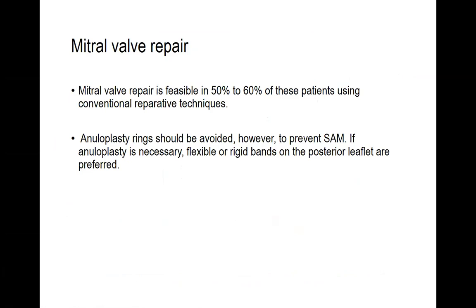Mitral valve repair is feasible in 50-60% of these patients using conventional reparative techniques. Annuloplasty ring should be avoided. Why do we avoid the rings? Because rings can decrease the anteroposterior diameter and can push the anterior leaflet anteriorly, and this will actually cause SAM. But to prevent this, you use either a flexible or rigid band only on the posterior leaflet, like C-shaped bands. Okay.